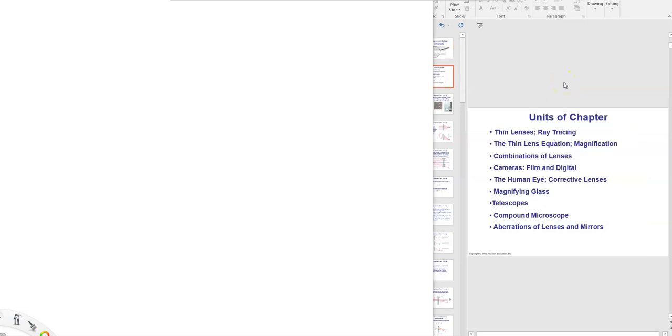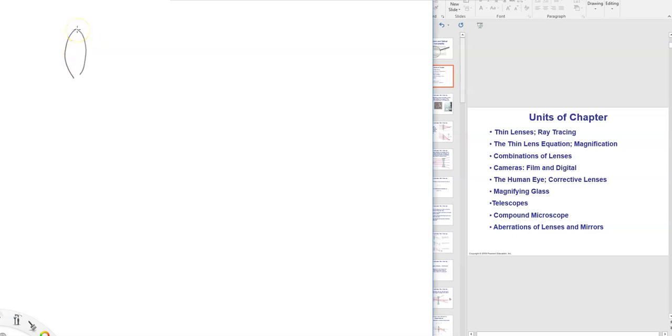Okay, hello everyone. So, moving on to a new topic, lenses and optical instruments. These are the smaller topics we'll be discussing. Lenses are simple optical instruments, mostly made out of glass. And we're going to talk about two types.